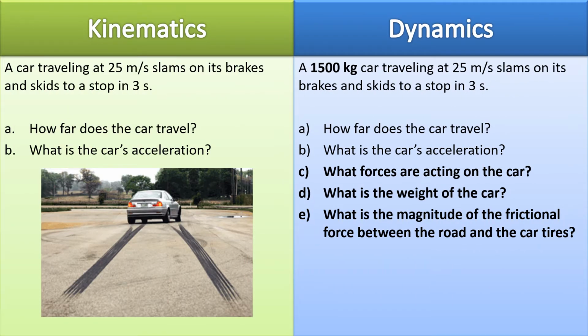A dynamics question might look like this. A 1,500 kilogram car, so that's the mass. Now we're taking mass into account. Traveling at 25 meters per second, slams on its brakes and skids to a stop in 3 seconds. So the same thing that we learned from last time. If it's coming to a stop, the final velocity is 0. So we actually know 4 numbers. We know 1, 2, 3, and then stop, the VF is equal to 0. So again, how far does it go? What's the acceleration? But now we could say, what forces are acting on the car?